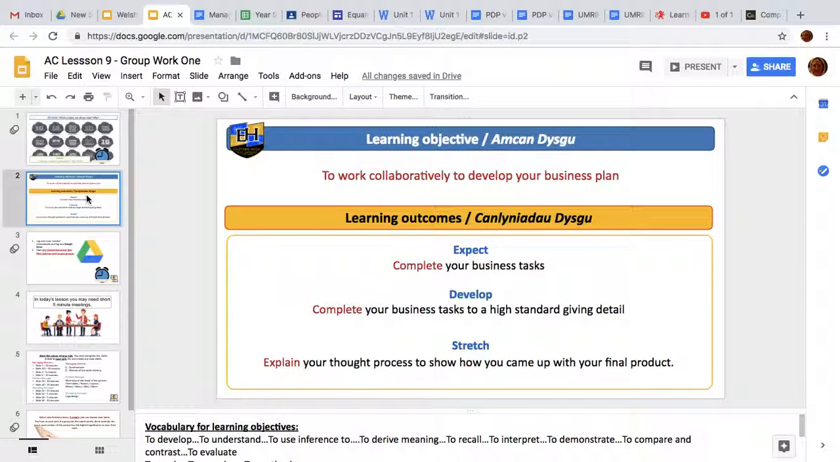So expect them to be completing their business tasks. To get the level 2C, they need to be giving detail on each of these tasks. They can't just give the basics. It needs to be explained and detail given. And the stretch, which is always the same for the whole of this challenge: to get up to that A grade, they need to be explaining their thought process. So, why did they decide to do that questionnaire? Why did they put those questions? What answers are they hoping to get? Okay, I'll talk about that on each slide as we go.